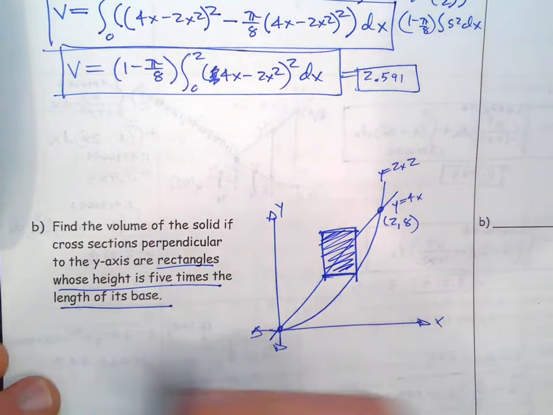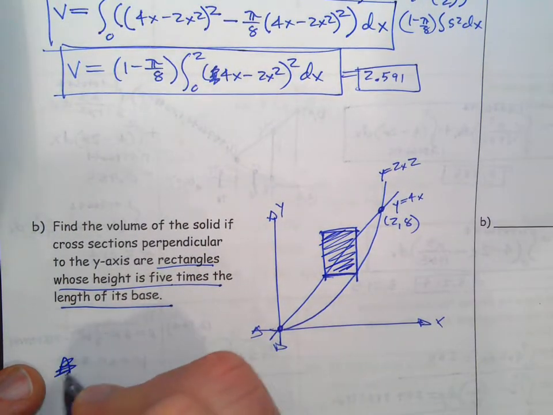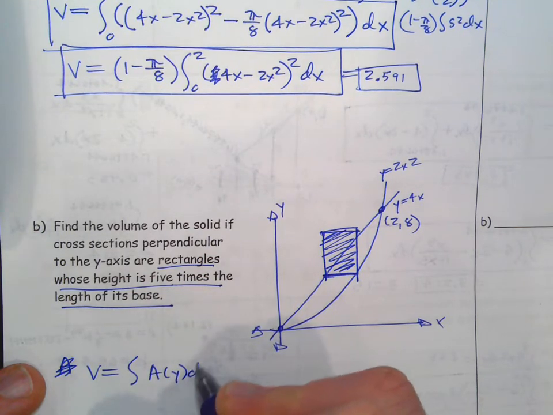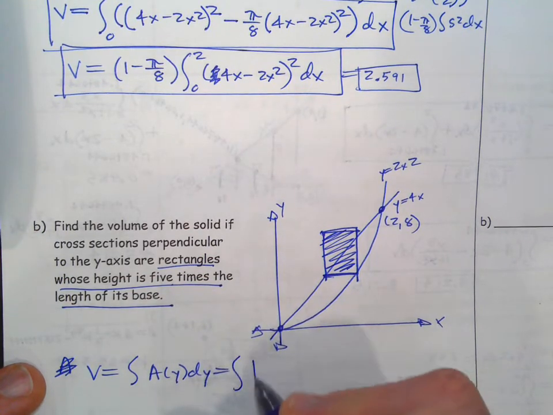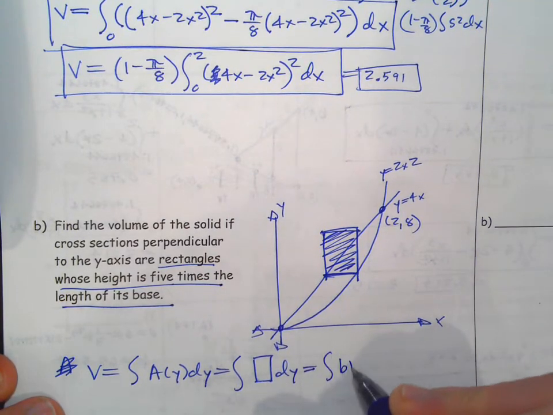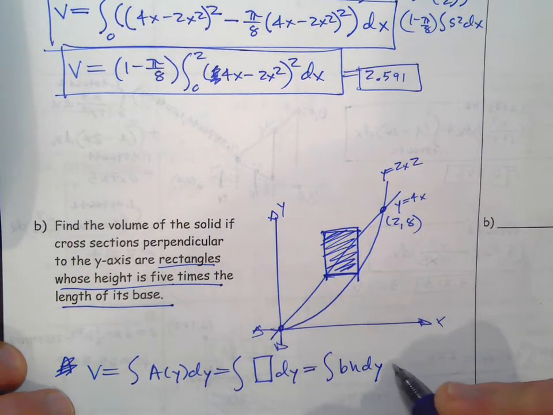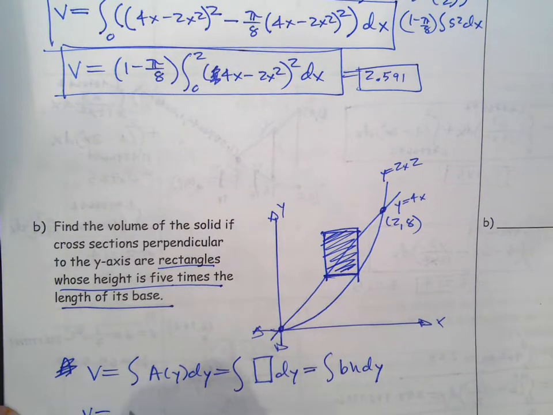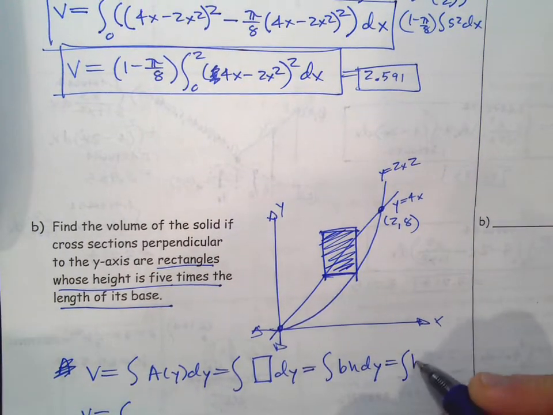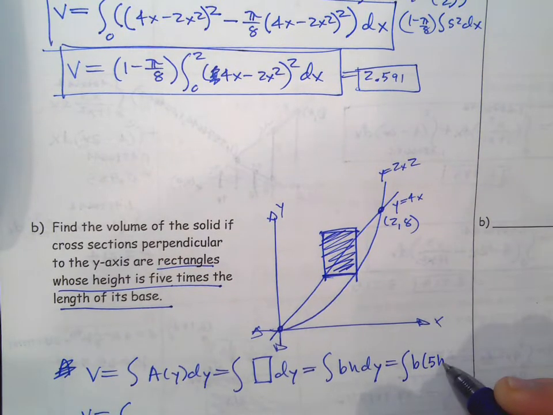Okay. So the volume is going to be some formula for area in terms of y, which is going to be these tall rectangles, which is going to be base times height. But they told you that the height was 5 times the base. So you're going to replace h with 5b.